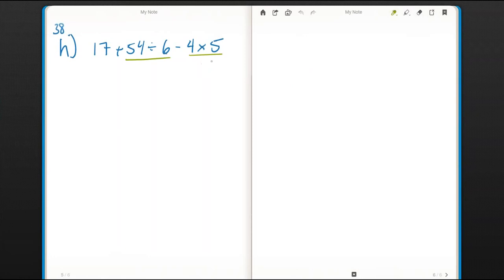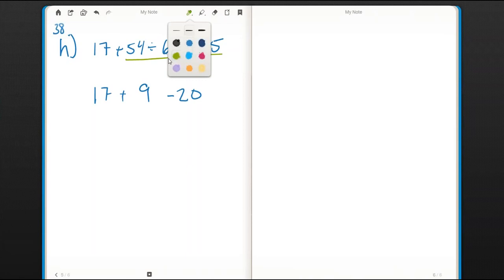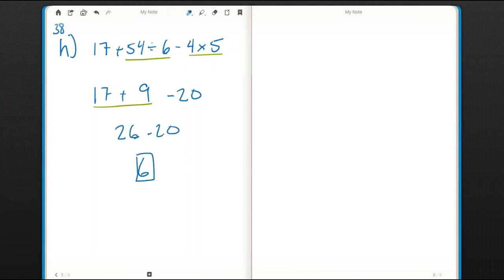You could actually allow your child, if they see it, if they're comfortable with it, to do these at the same time. I'd suggest that they underline the two of them, make sure they write everything down exactly as is otherwise, and put these together. Then again, if you're doing addition and subtraction, left to right, it's a great thing again to underline that. 26 minus 20 gives you a final answer of 6, and that's the correct answer for the problem.